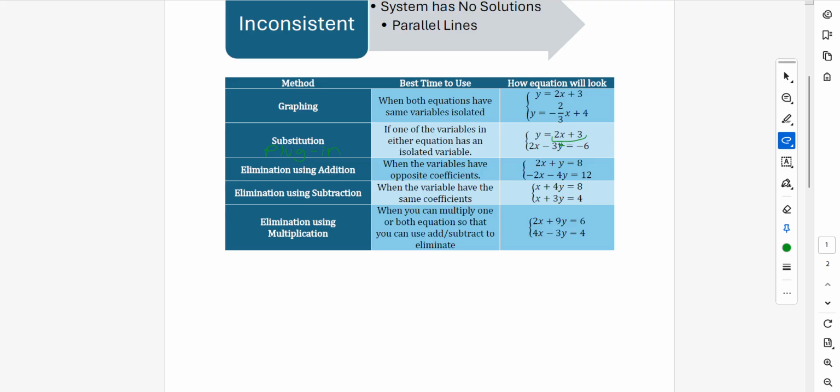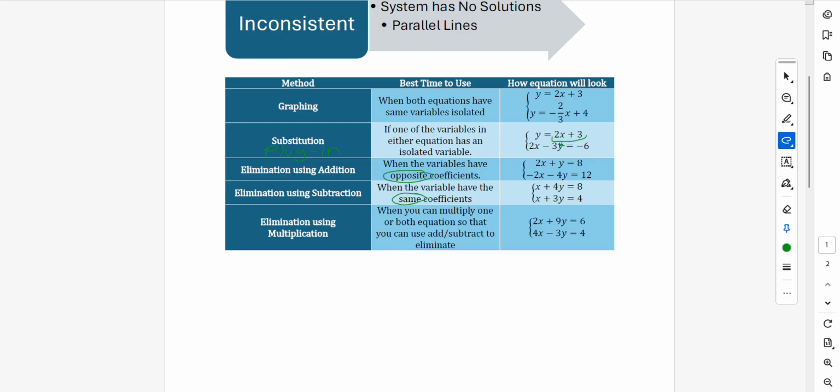You can eliminate variables using addition when they have opposite coefficients, because when you add equations together, that will eliminate a variable, or you eliminate using subtraction when they have the same coefficients. So like here, x plus 4y equals 8, x plus 3y equals 4, we would subtract the equations.